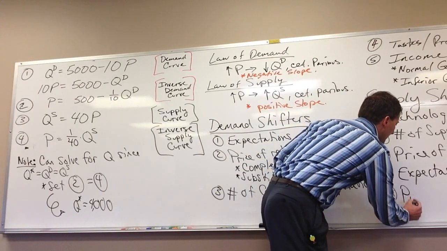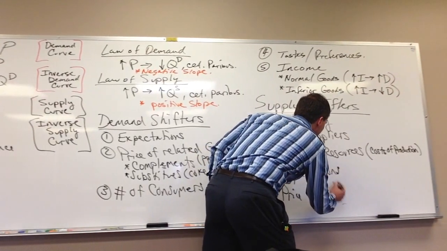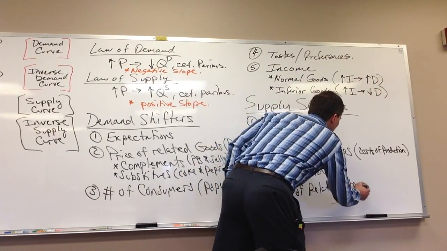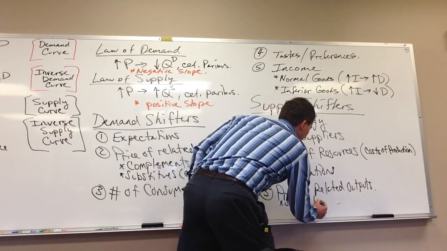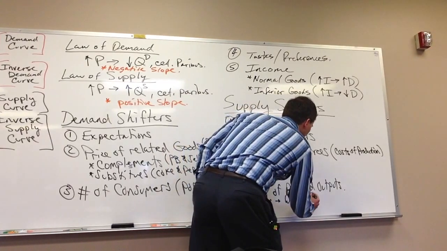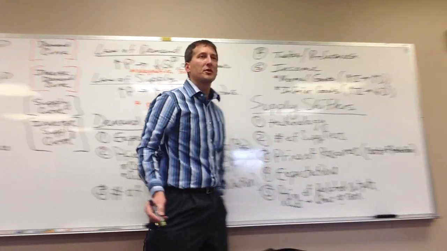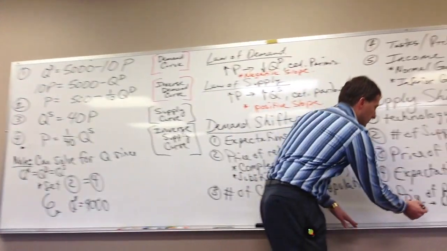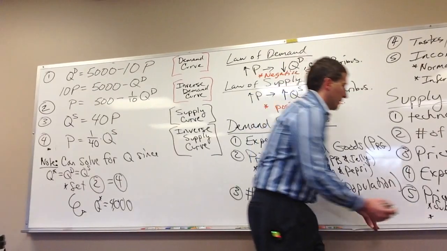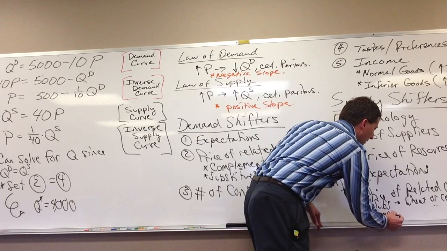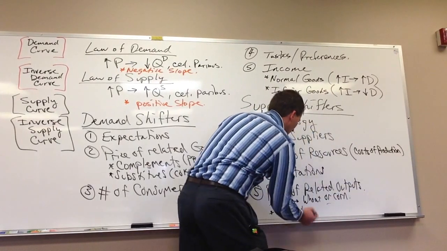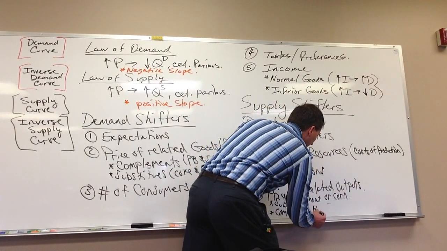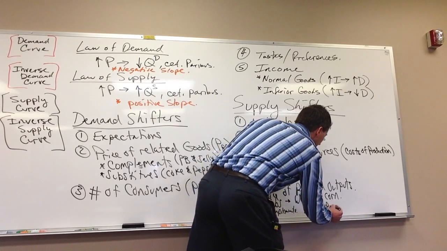Five, the price of related outputs. So we've got two cases again. They could be substitutes like wheat or corn for our farmers. Should I produce wheat? Should I produce corn? The two are related. The two are substitutes. Goods can be complements in production as well. So I like to think of honey and beeswax.